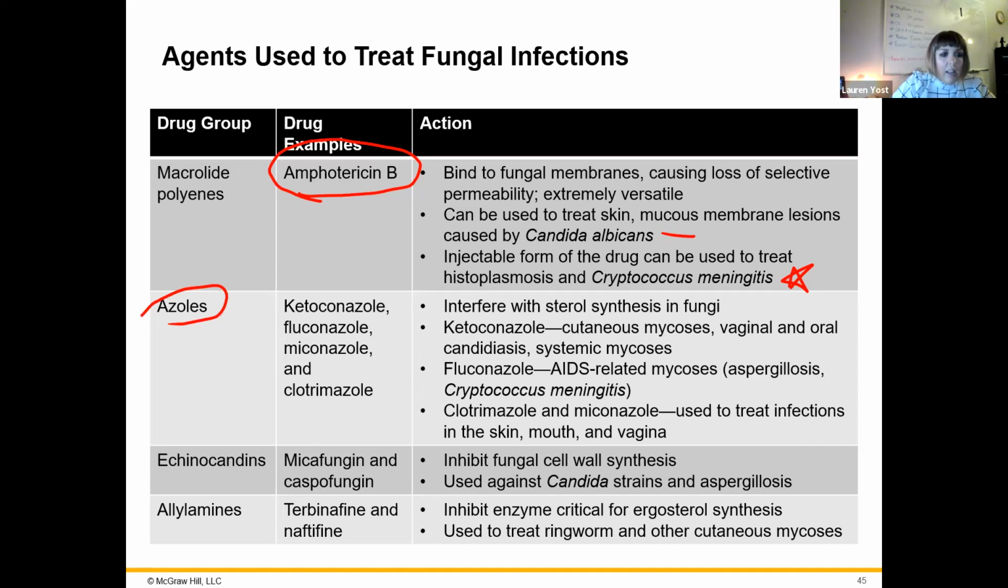Anyways, azoles in general, but not always. We do have some antibiotics that end in azole, right? But in general, otherwise, the azoles are going to be antifungals. This includes ketoconazole, fluconazole, and miconazole. Miconazole is what you get in Monistat.